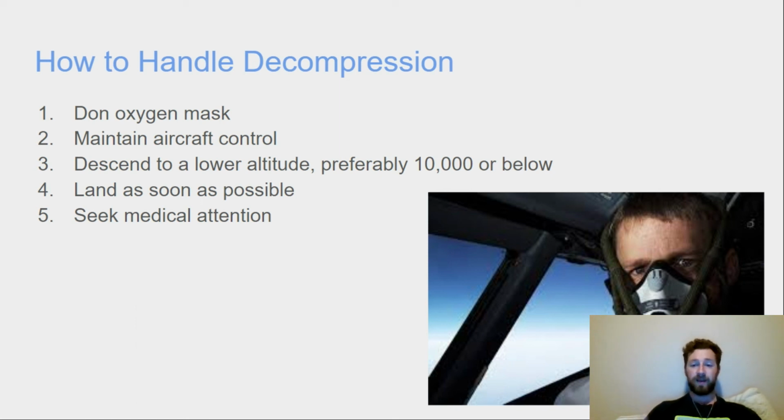After that, get back in control of the aircraft and then descend to a lower altitude, preferably 10,000 feet or below. Now it's going to be really cold up there, so the faster you get down, the faster you'll be able to not freeze. And again, the systems on most airliners only provide oxygen to the occupants for maybe 9 minutes or so. So it's really, really important that you get down very, very quickly.